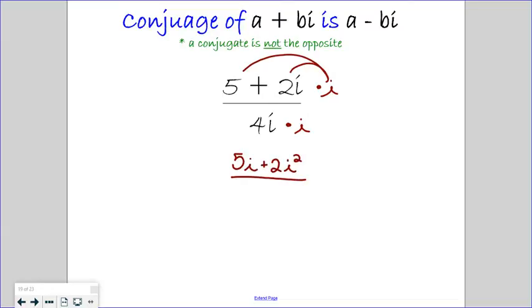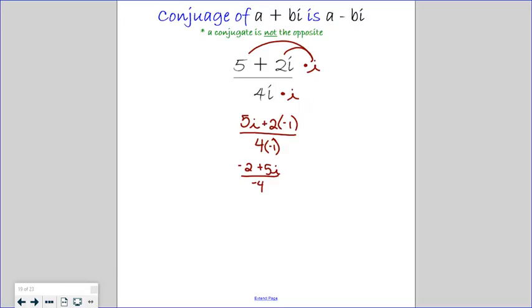Again, every time I run into an I squared, we won't write I squared, we will write -1. All right, I squared, we're going to write -1, making this -2 plus 5i over -4. Always writing things in our complex format, so -2 over -4 plus 5i over -4, which would be 1/2 minus 5/4 I. Again, the I can stay in the top of that fraction. That's totally fine.